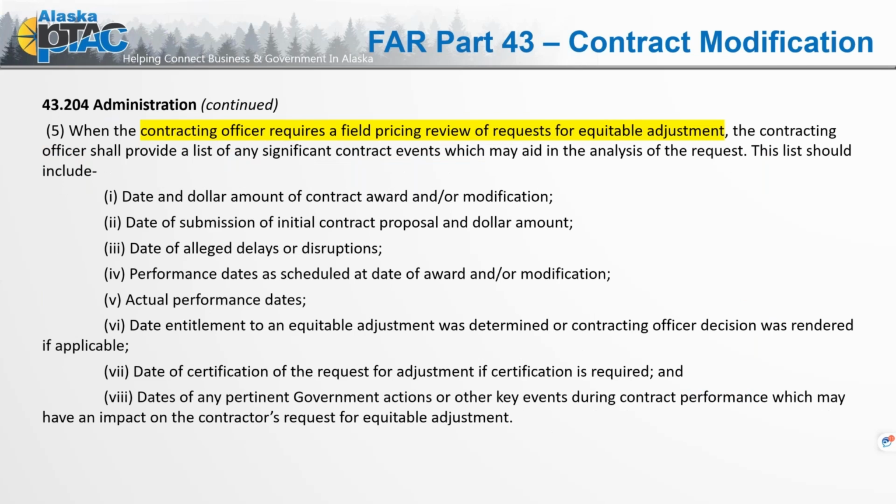So administration continued, paragraph 5: the contracting officer requires a field pricing review of requests for equitable adjustment. And here it breaks it down: dollar and data, contract data, submission of initial contract proposal, delay of alleged delays, disruptions, performance date. So anything that is going to impact, but immediately we need that field pricing review. Even if we can just give an estimated cost with a confirmed price to follow up.